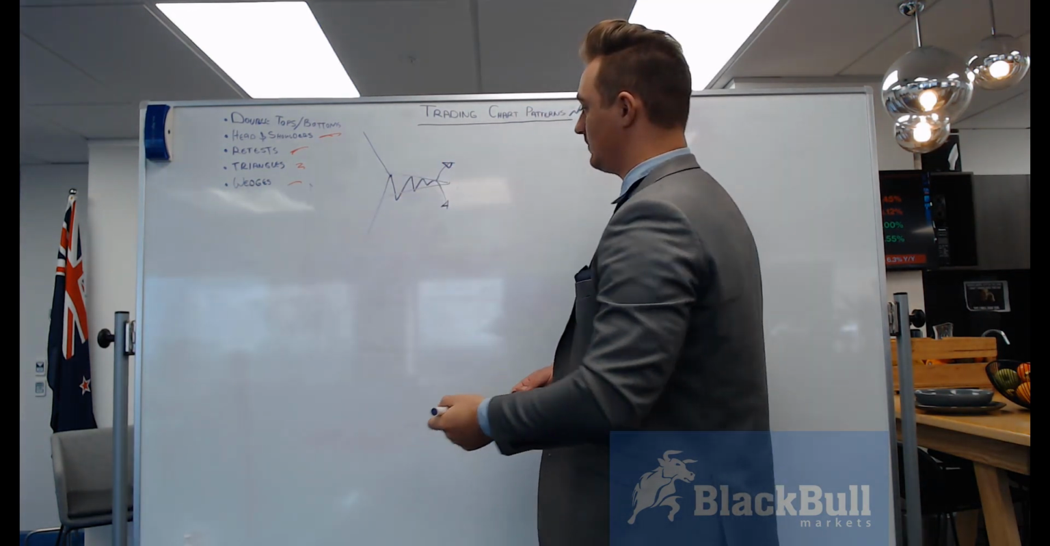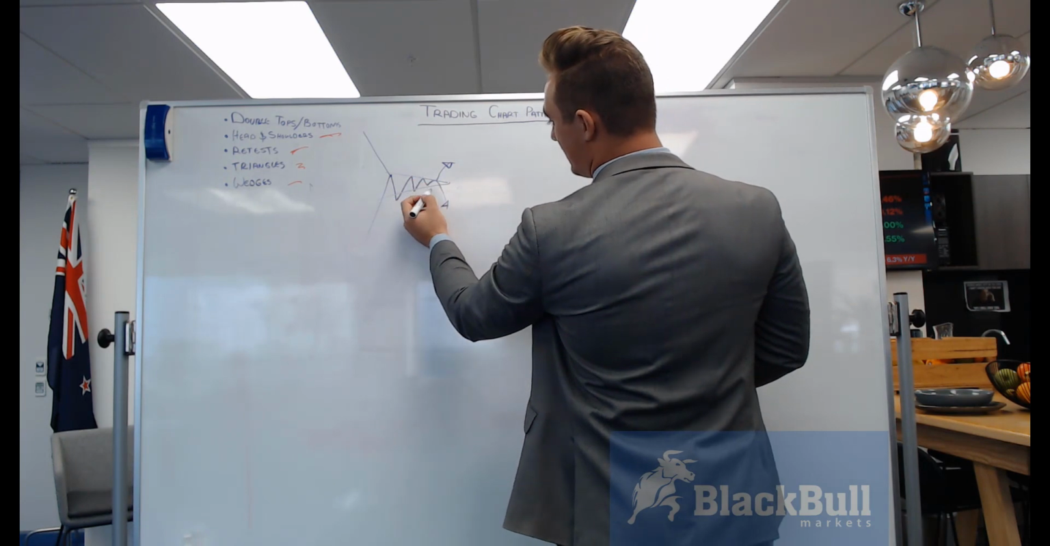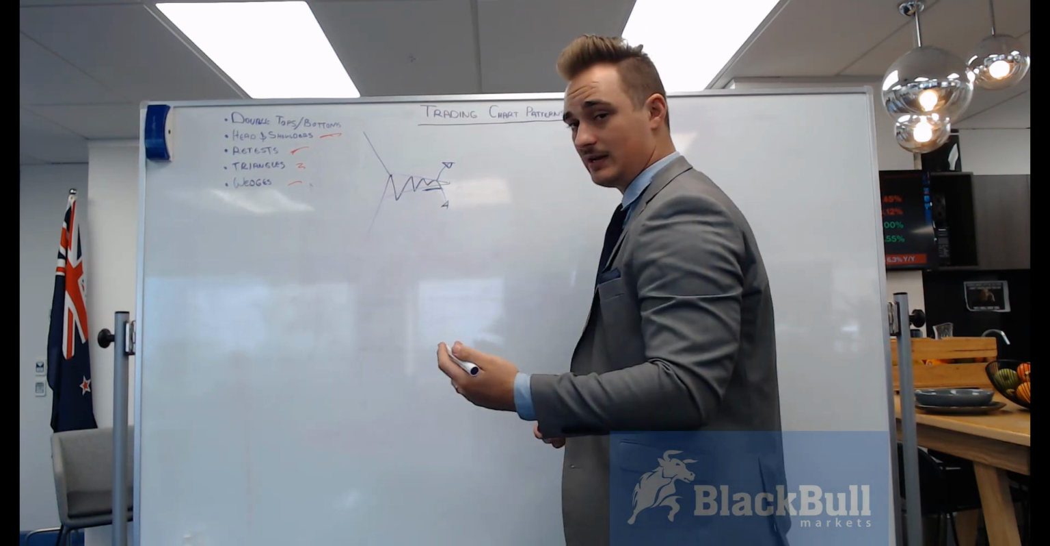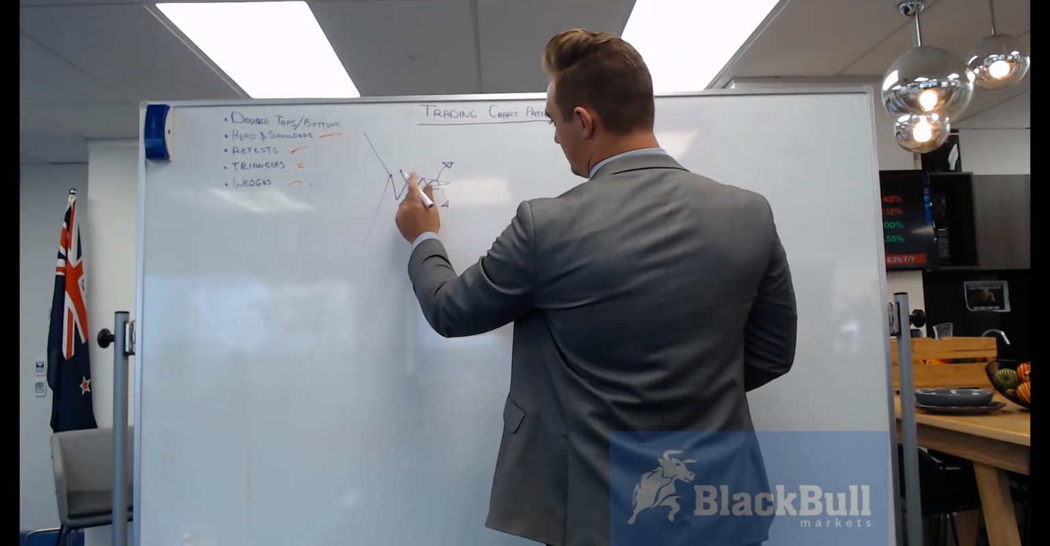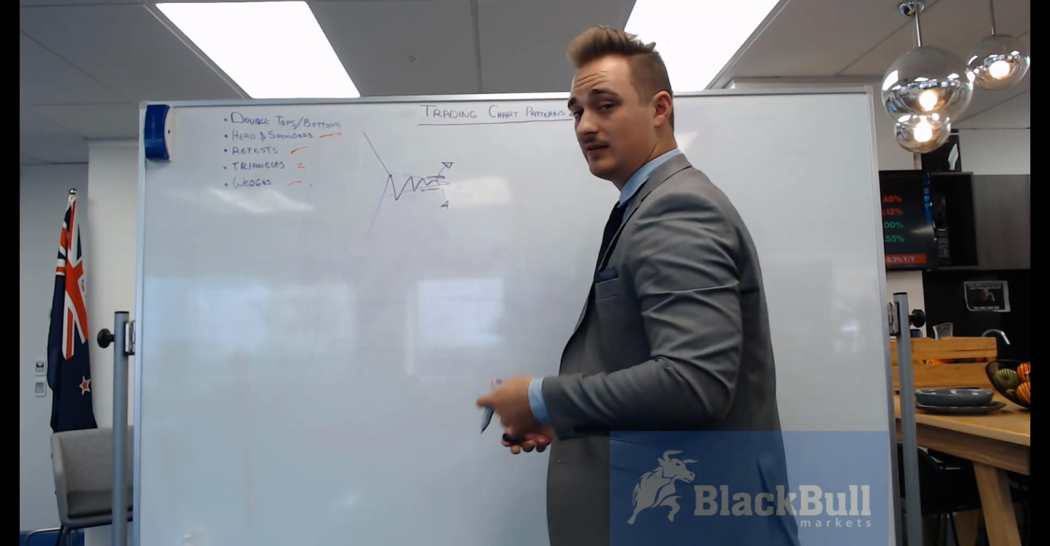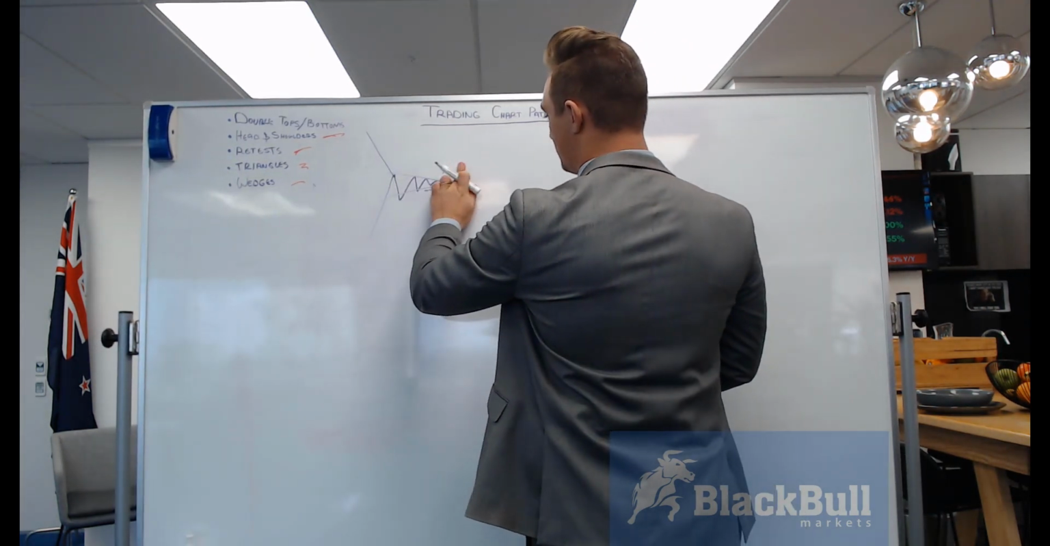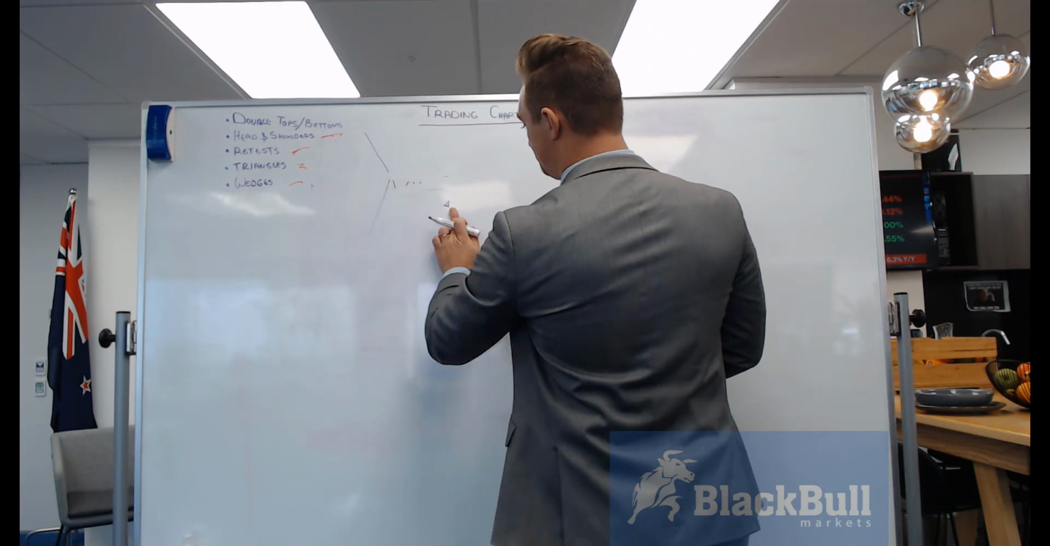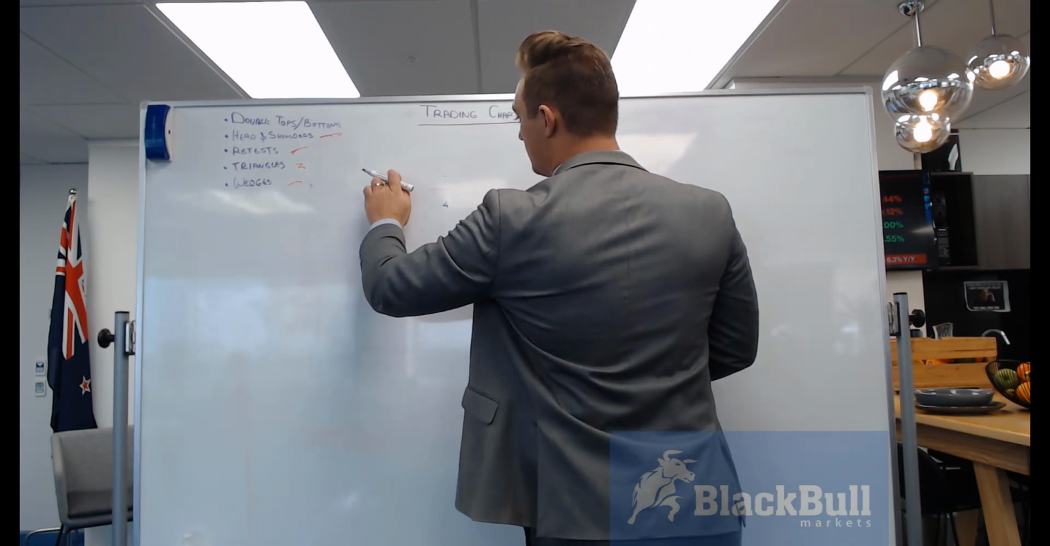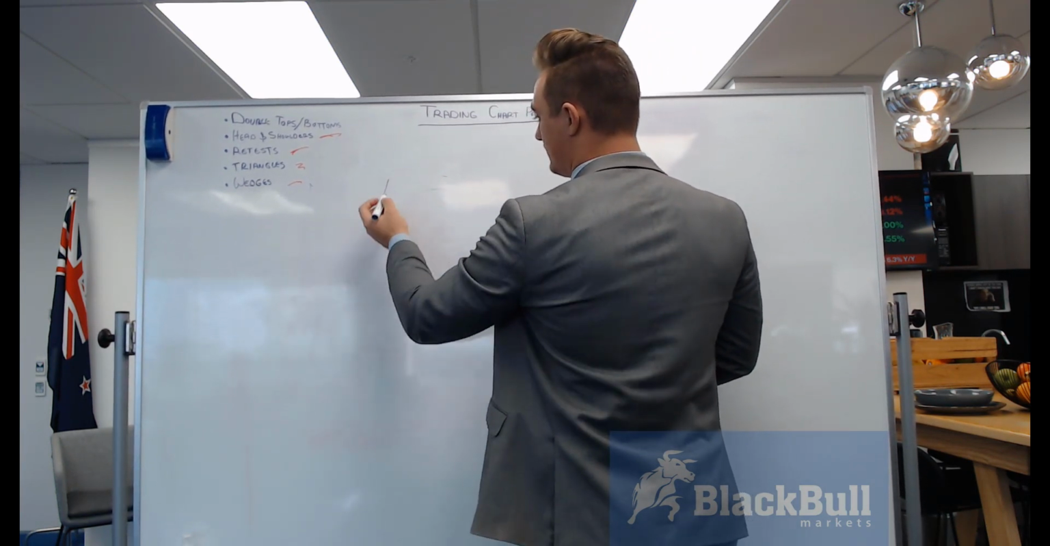Very easy, very simple. If it breaks to the upside, stop loss below here. Breaks to the downside, stop loss above here. Fairly easy, fairly simple. Now, variations of these triangles. The first one we're looking at is the flat top triangle.